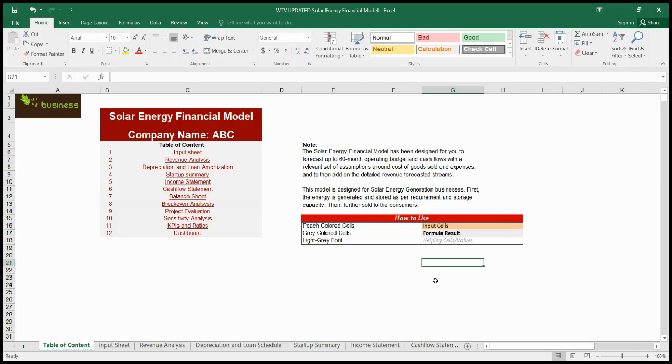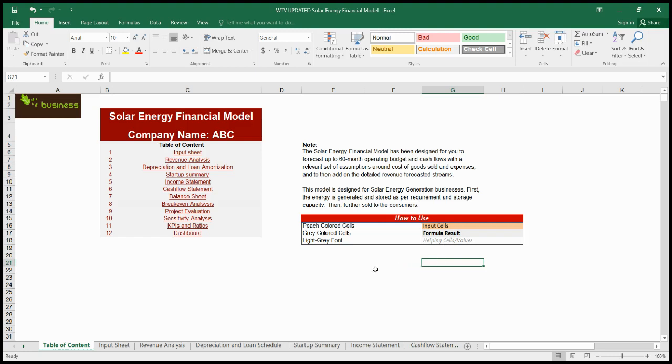Today we are up with another financial model, that is the solar energy financial model. This model comprises 12 different sheets, including input sheet, revenue analysis, depreciation and loan amortization, startup summary, income statement, cash flow statement, balance sheet, break-even analysis, project evaluation, sensitivity analysis, KPI and ratios, and in the last we have the dashboard. And at the right side you can see this chart, how to use.